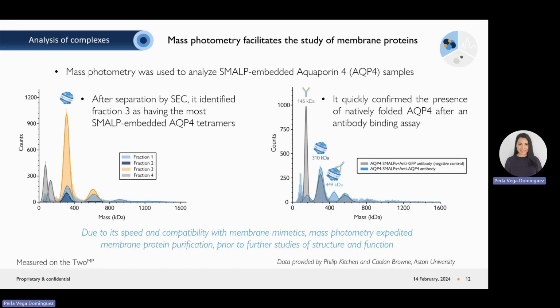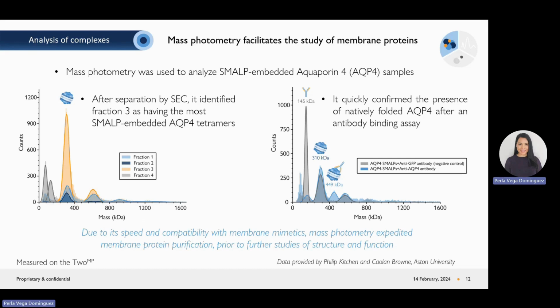So in order to confirm that this was the aquaporin 4 tetramer, researchers did an assay mixing with a positive control antibody, or an antibody that was able to detect the aquaporin 4, and also an antibody that acted as a negative control, an anti-GFP antibody.